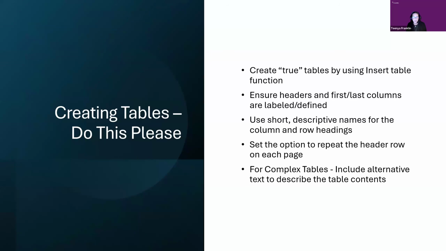So to create tables, create true tables by using the insert table function in Word. Ensure your headers and first and last columns are labeled and defined. Use short descriptive names for your column and row headings. Set the option to repeat the header row on each page. For complex tables, include alternative text to describe the table contents. Now, if you have to pass the Acrobat checker, it will ask you for a table summary, but that should be very short, right?